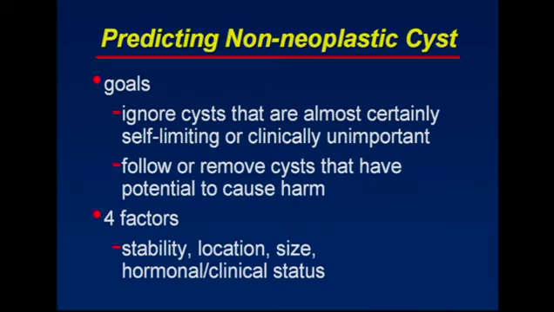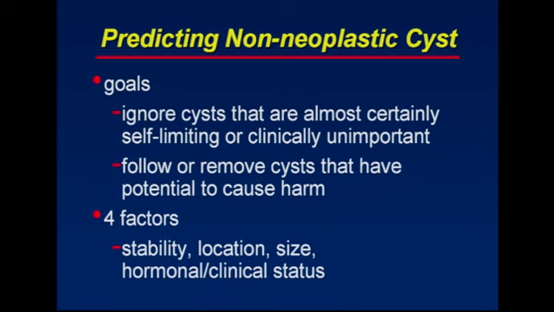Predicting non-neoplastic cysts is important because it allows us to ignore cysts that are almost certainly self-limiting or clinically unimportant, or to follow or remove cysts that we think are not non-neoplastic cysts because they have the potential to cause harm, that harm being mainly that they'll enlarge in size and potentially become an emergency if they torse.